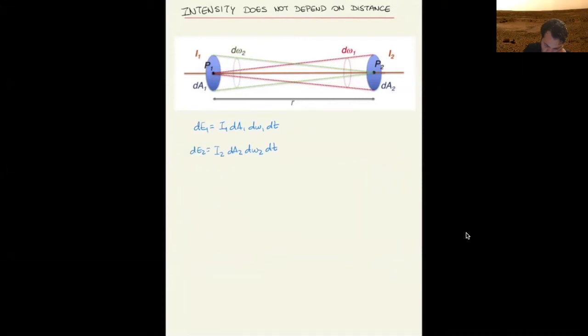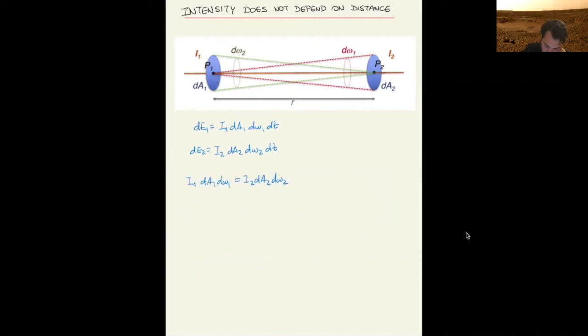Let us assume that the intensity is different and call it I2. Now it's collecting this energy with an area dA2, seen from a solid angle d omega 2, and in an interval of time dt. Now, because the energy is conserved, then dE1 is equal to dE2.